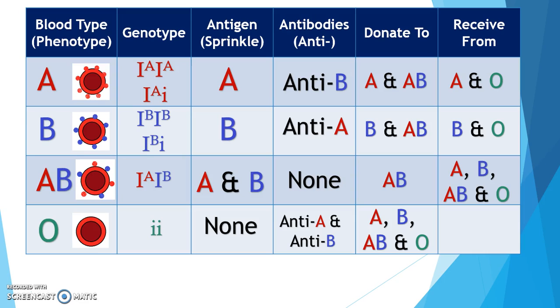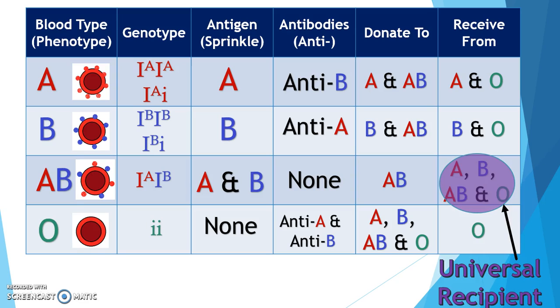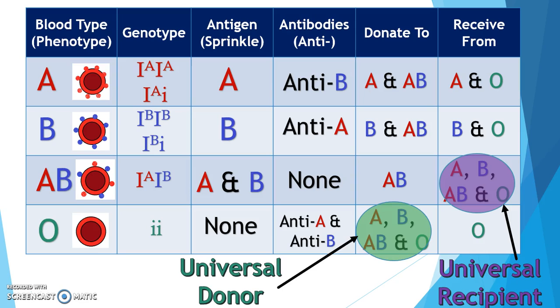However, a person with type O blood, since they produce both anti-A and anti-B antibodies, the only individual they can receive from is another person with type O blood. So when you look at this breakdown, a person with AB blood is referred to as a universal recipient because they can receive blood from every individual. And a person who is type O blood is known as a universal donor. They can give blood to everybody.